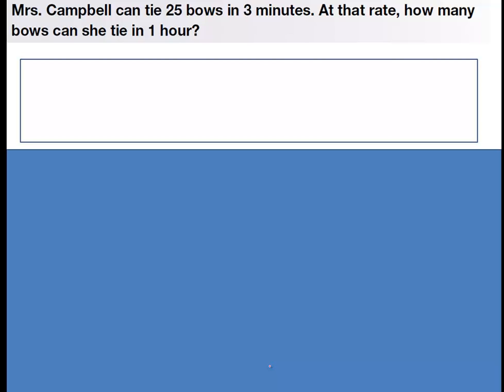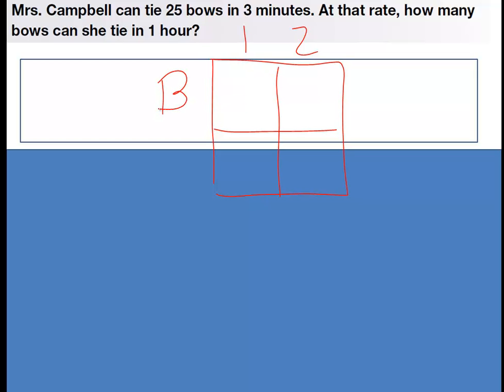All right, so Mrs. Campbell can tie 25 bows in 3 minutes. I'm going to go ahead and set up my ratio box. I'm going to set up scenario 1, scenario 2, or case 1, case 2. And then I have bows and I have minutes. My first case is that Mrs. Campbell has 25 bows in 3 minutes. And then it says, at that rate, how many bows could she tie in 1 hour?